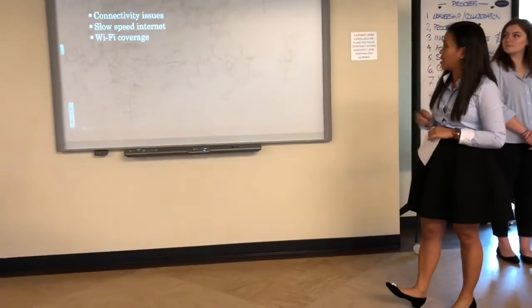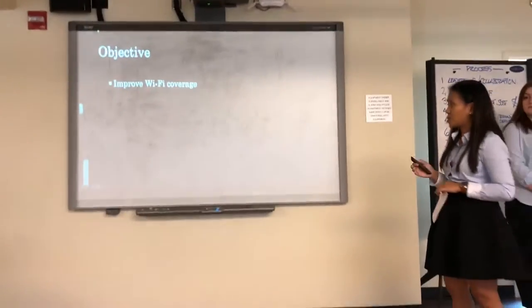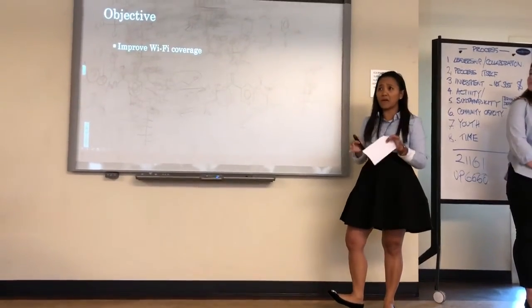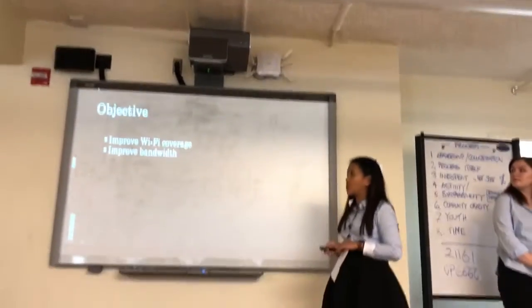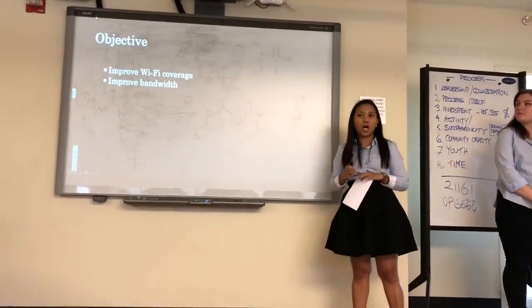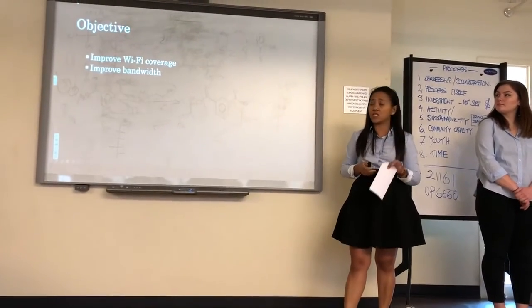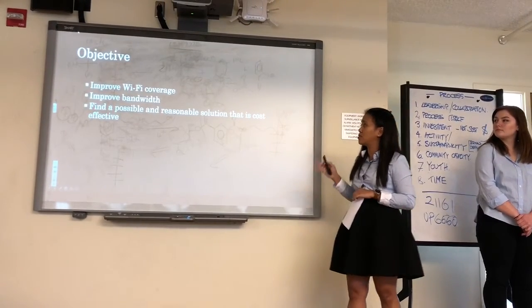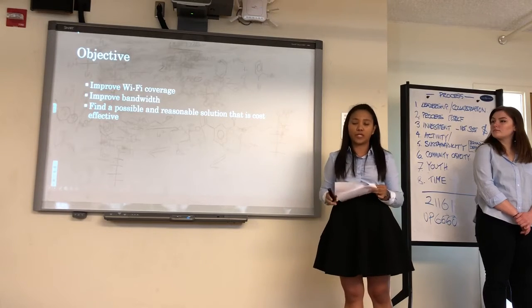So let me talk about the objectives of our project proposal. So the first objective is to improve the Wi-Fi coverage, make sure that every area of our campus has an internet connection. Second is to improve the bandwidth. That would allow us to have a better internet connection, avoiding the slow speed internet. And third is to find a possible and reasonable solution that is cost effective for Wayne State to actually afford it.